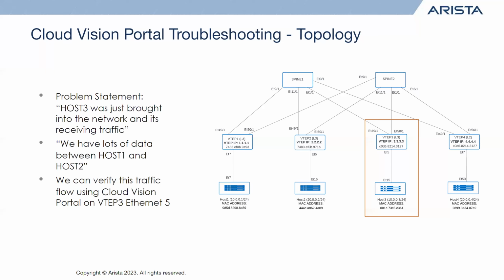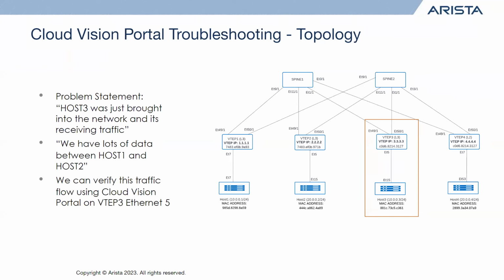As displayed, we have the same network as problem statement 1, including all the same spines, VTEPs, and hosts. However, in this case, we're simulating the addition of a new host on VTEP 3. That'll be host 3. So the problem statement effectively says that host 3 was just brought into the network, and it is receiving a lot of extra traffic that we do not expect at this time. Once again, to scope the issue, we'll say that there's plenty of data between host 1 and host 2. Thinking back to Diogo's problem statement number 1, we can think why this would be a nice scope to have.